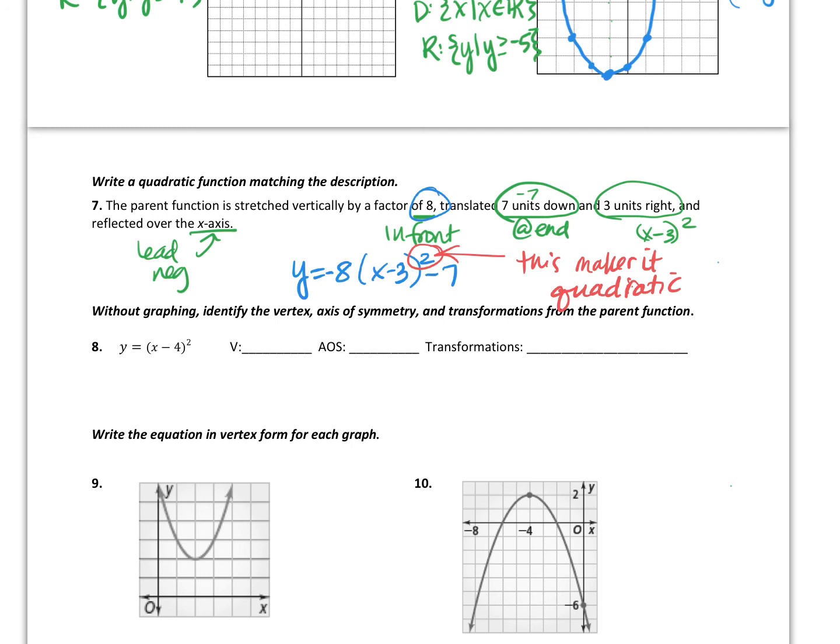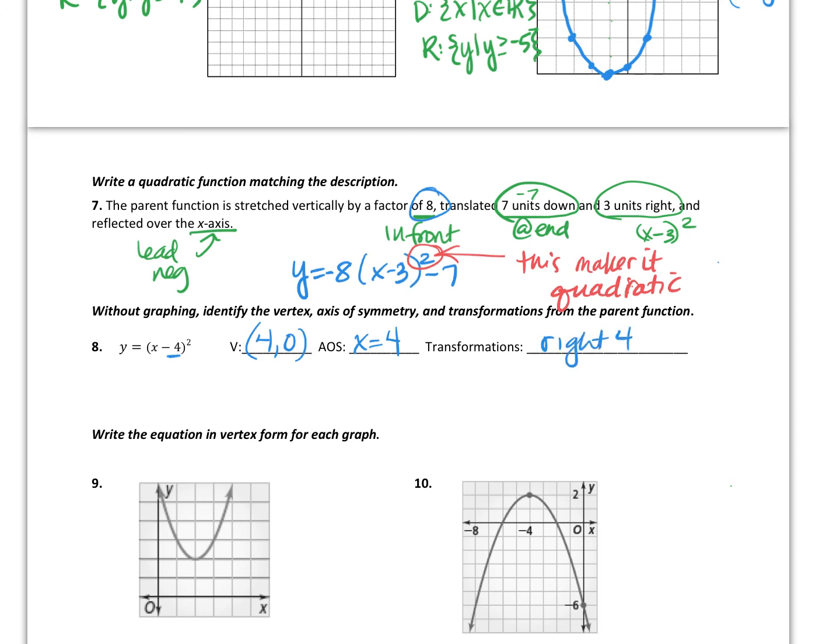Let's continue on with number 8. Without graphing, identify the vertex, the axis of symmetry, and transformations from the parent function. So, vertex, remember here's h, and k is back here on the back end, so it must be 0. So h is 4, k is 0. Axis of symmetry is always x equals h, which is 4. And the transformations, well, it's pretty simple. It's going opposite logic, so it's going to move right 4 units.